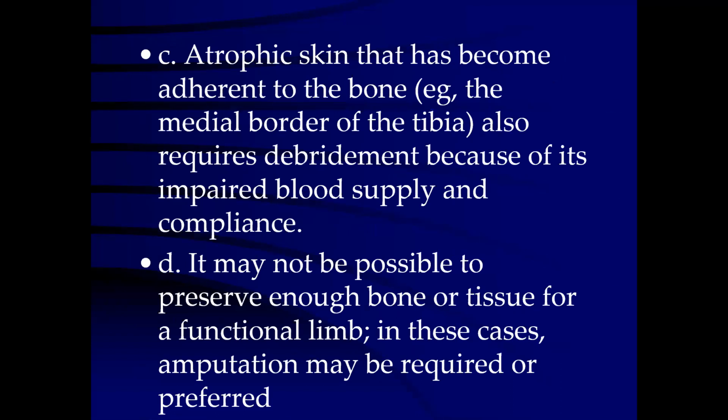Atrophic skin that has become adherent to the bone. The medial border of the tibia is a zone where this is very common, and it also requires debridement because of its impaired blood supply and compliance. It may not be possible to preserve enough bone or tissue for a functional limb. In these cases, amputation may be required or preferred.